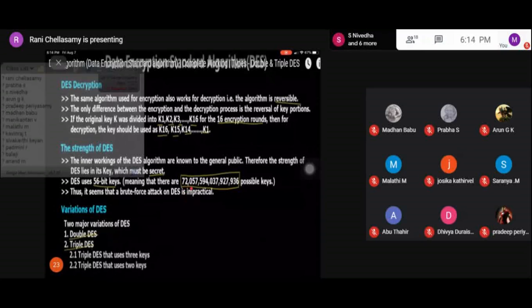There are two major variations, that is, two major types of DES. One is double DES and the other one is triple DES. We have two further classifications in the triple DES. The first one is triple DES that uses 3 keys, and the second one is triple DES with 2 keys. We'll see how the double DES works.